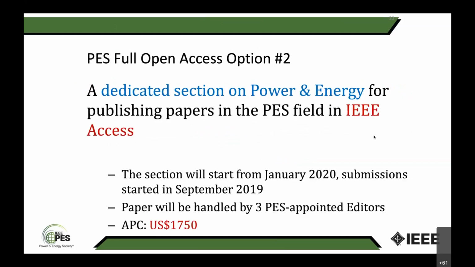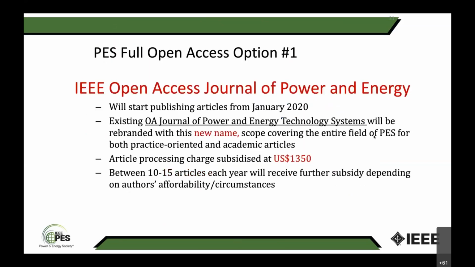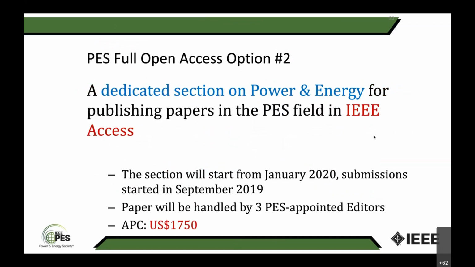Then we have option two. In the IEEE Access Journal, I just mentioned to you, we have a section that is assigned to us, to PES. In that section, all the papers are power related. It started in January this year. It charges a little more money, $1,750, not $1,350. Again, up to you what you want to pay. That's the second option for you.